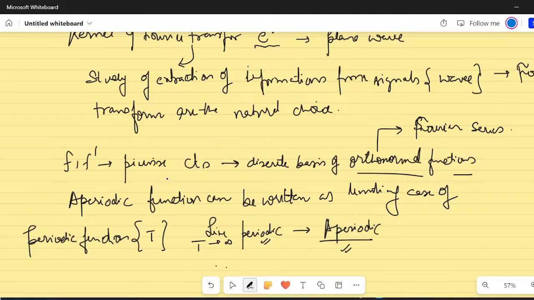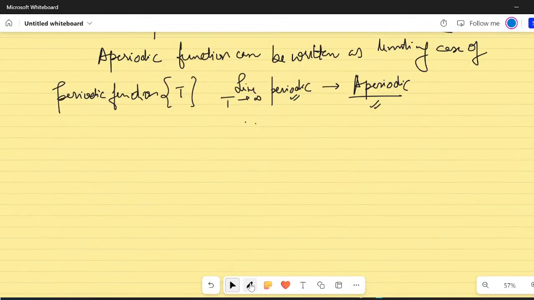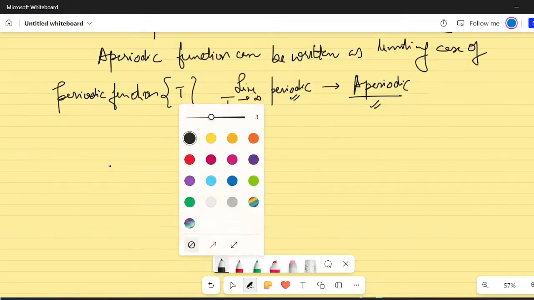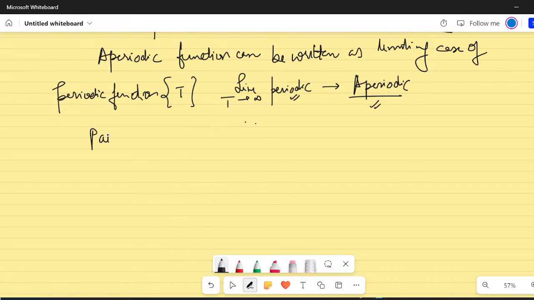We've already discussed a few applications. Let me write down the pairs of the Fourier transforms that we've already done. And why do I always say pair? Because one does not know which is the original Fourier transform and which is the inverse Fourier transform. So one needs to write a pair of Fourier transforms.